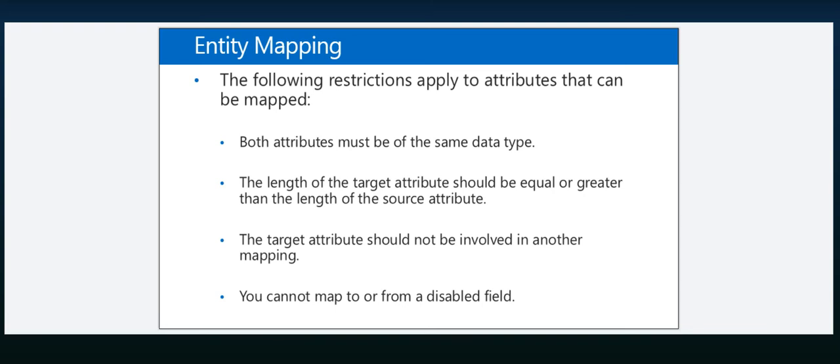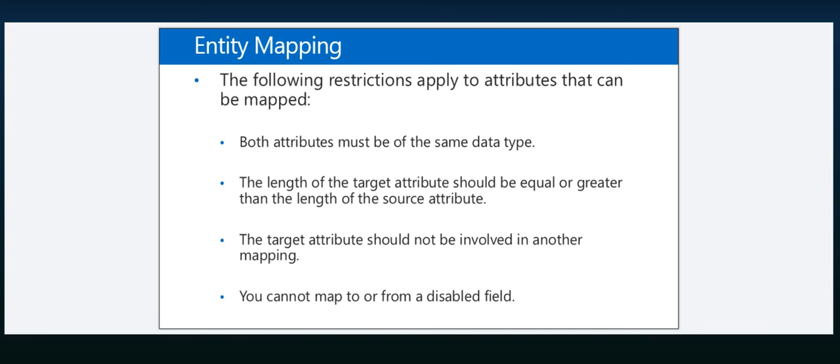So there's some restrictions to attributes that can be mapped. They both have to be of the same data type, and the length of the target attribute should be equal or greater than the length of the source attribute. Otherwise, you're going to run into errors when you try to create something and it's trying to populate a field that's not long enough. The target attribute should also not be involved in another mapping, because then they're just going to override each other. That's going to be an issue. And then you cannot map to or from a disabled field. Of course, they all have to be enabled.